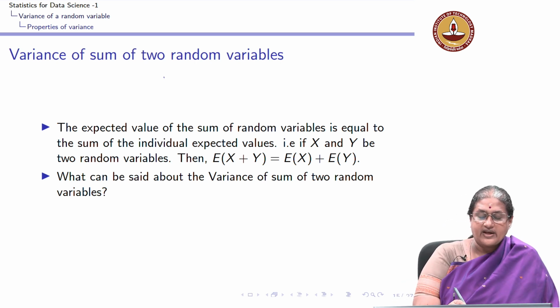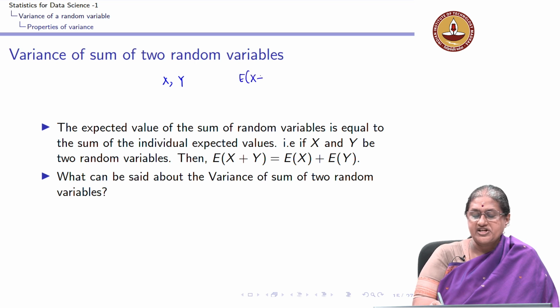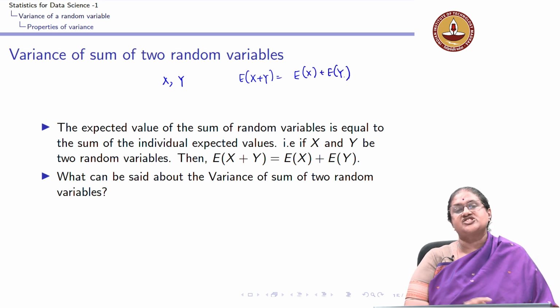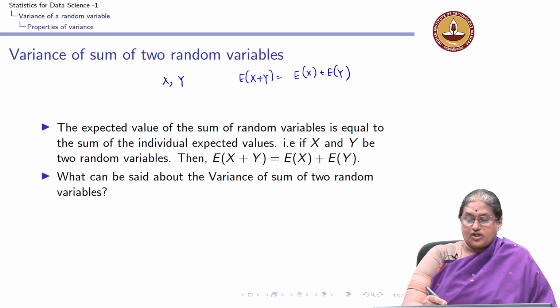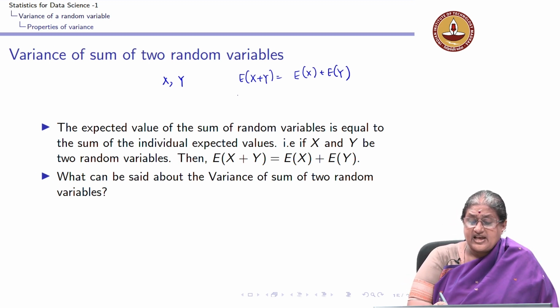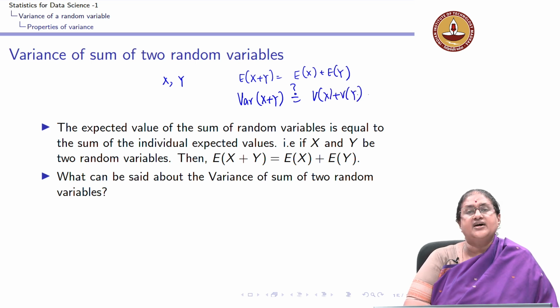Again, recall when I had random variables X and Y, the expectation of X plus Y was the sum of the expectations. That is, the expectation of the sum was the sum of expectations. So the question we are asking is, will the variance of the sum be equal to the sum of the variances? That is the question we are asking.